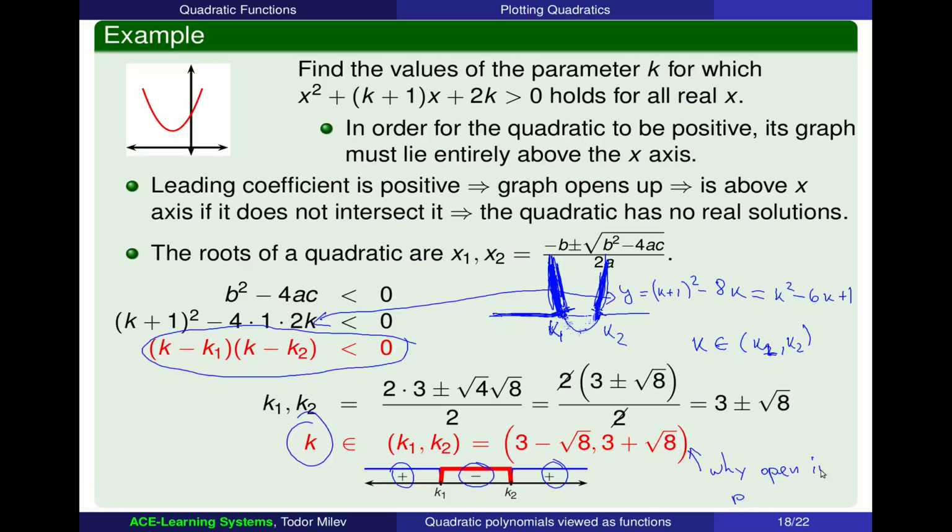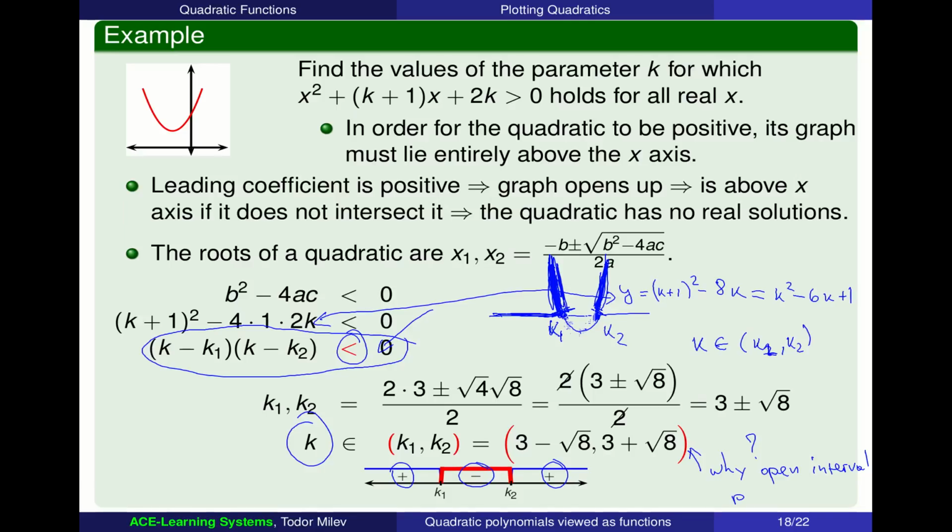Why open interval? Just a reminder, this is an interval, so when I have the open parentheses, they stand for an open interval. But why is this interval open? Well, because this was a strict inequality. So when this inequality is strict, that means greater than or less than, not greater than or equal to, or less than or equal to. When the inequality is strict, no equality sign, then I have to use an open interval for my inequality solution.